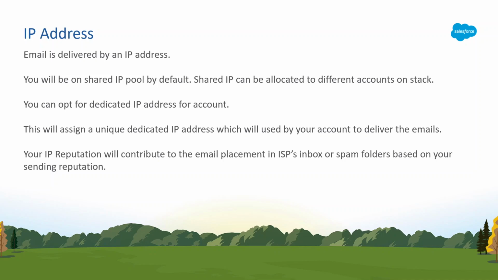The combination of IP reputation and domain reputation will contribute to the email placements, like the email might go in junk or spam folders, or it might go into inboxes. Depends on the sending reputation, which is combination of your IP and domain. So it's important to have reputation control on the IPs and domains as well.